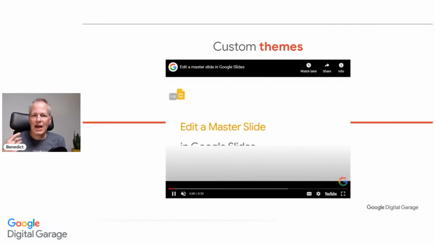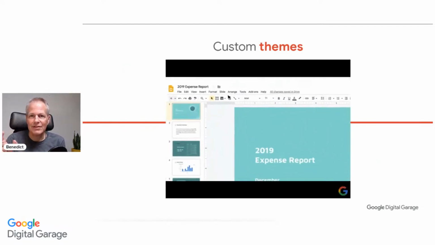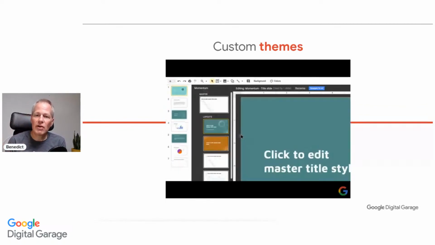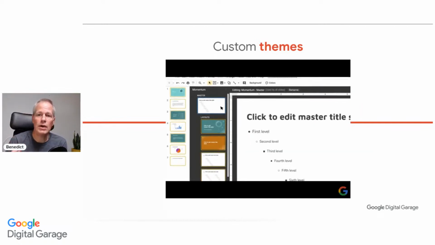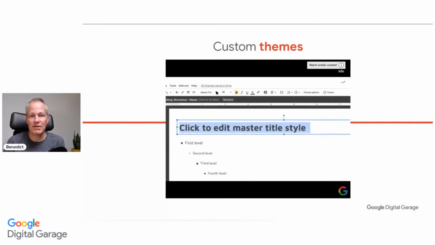So now, a more advanced but still easy to use feature is to create a custom theme. This will allow you to incorporate your own colors or brand logos and apply them to every slide in every presentation you do.